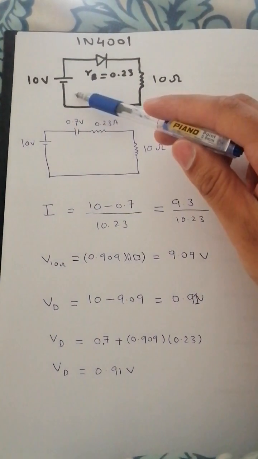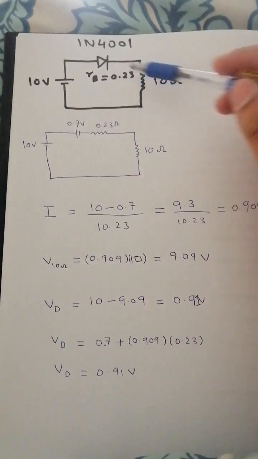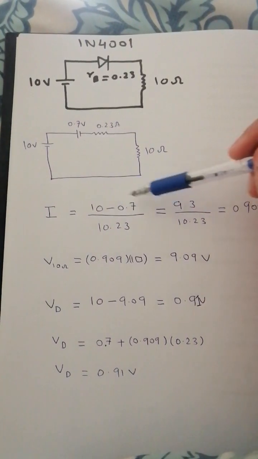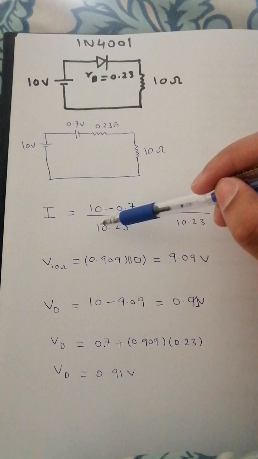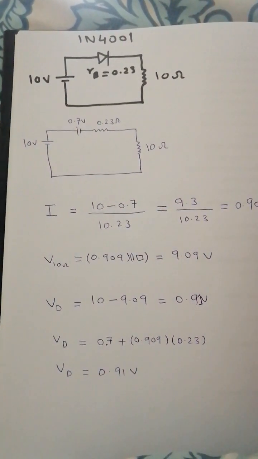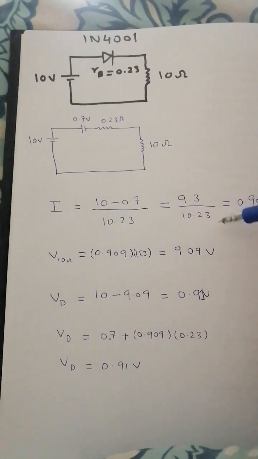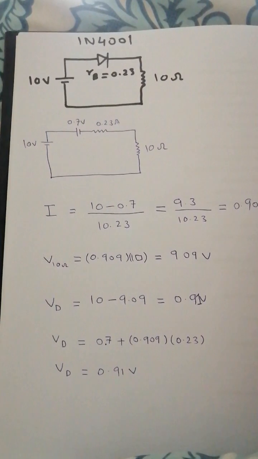we have the 10 volts minus 0.7 volts, and we have the resistance. So this is the total voltage we have in the circuit, and this is the total resistance in the circuit, and that's how we will get the total current in the circuit, which is, you can see, 0.909 amperes.